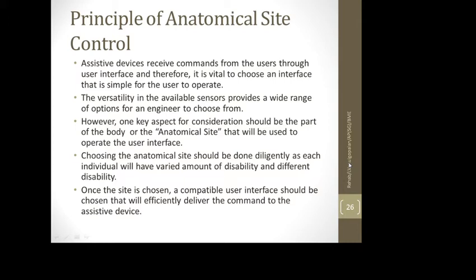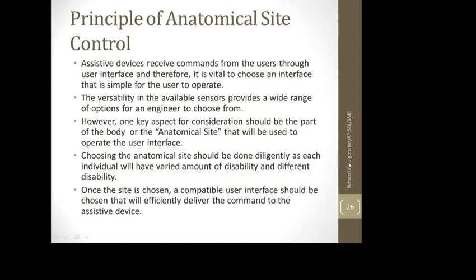So now we shall discuss the principles of anatomical site control. So we have been discussing the key ergonomic principles and this is the second principle. Now anatomical site is basically the part of your body, right? So assist devices are often used, often assist devices receive commands from the user and then perform the task that the user wants them to perform.